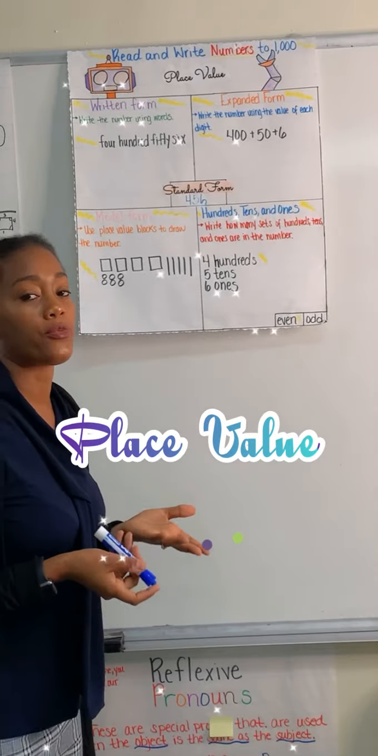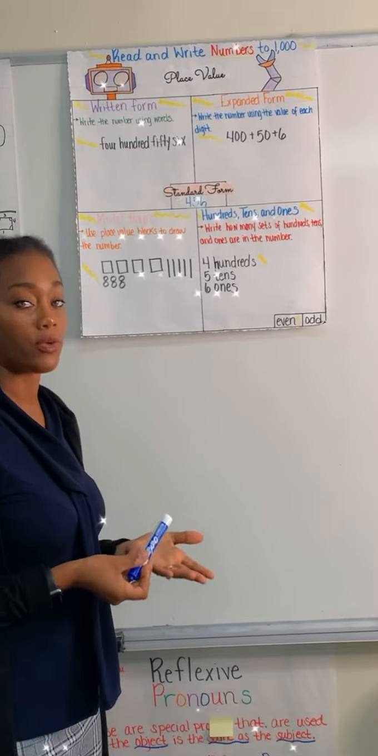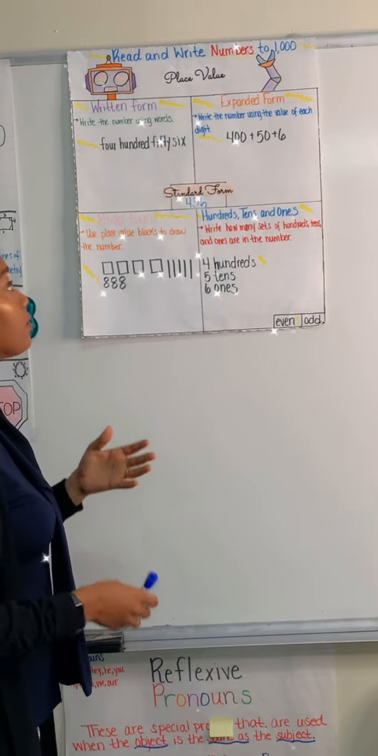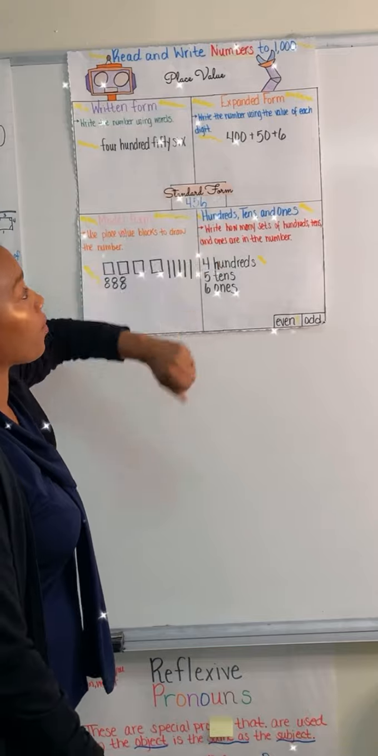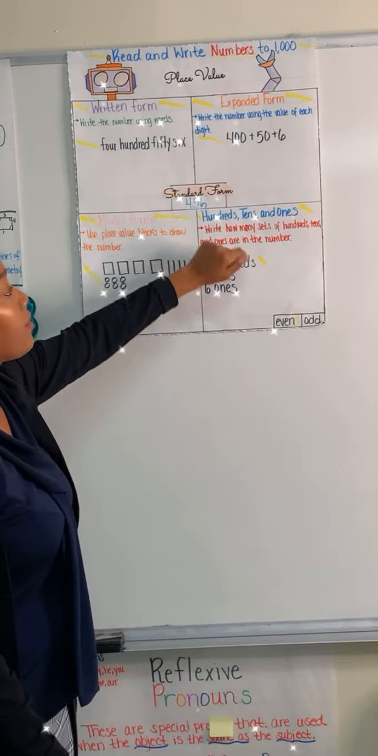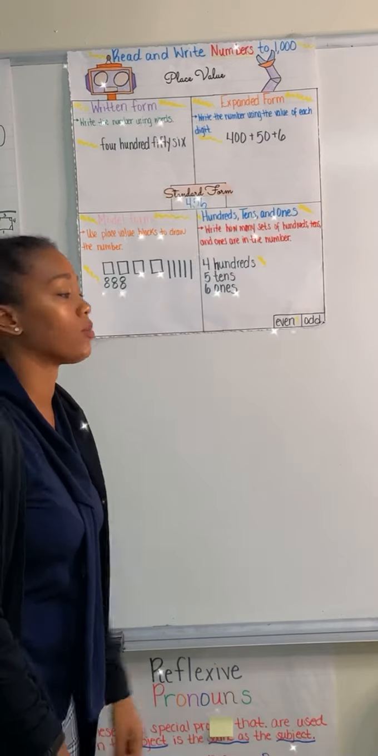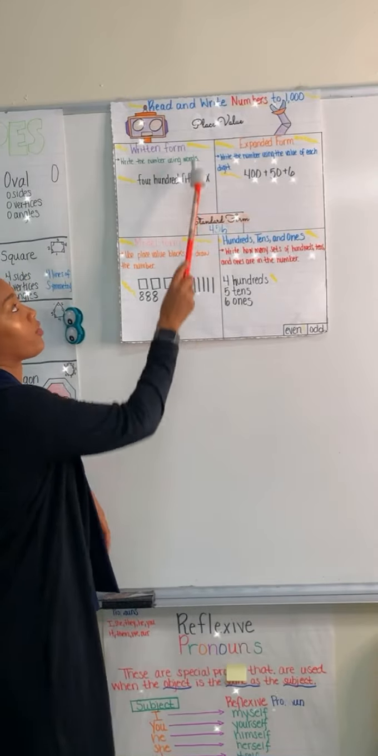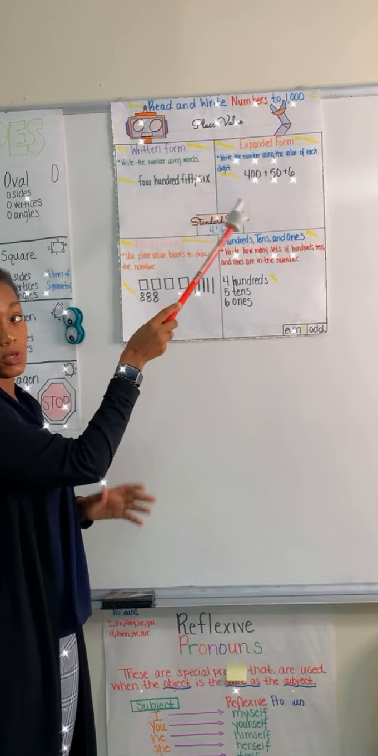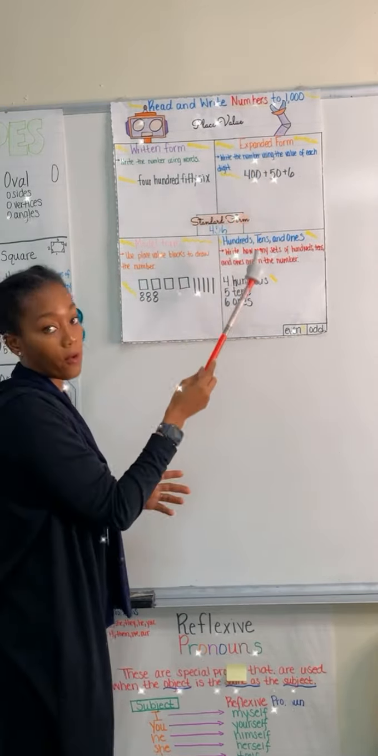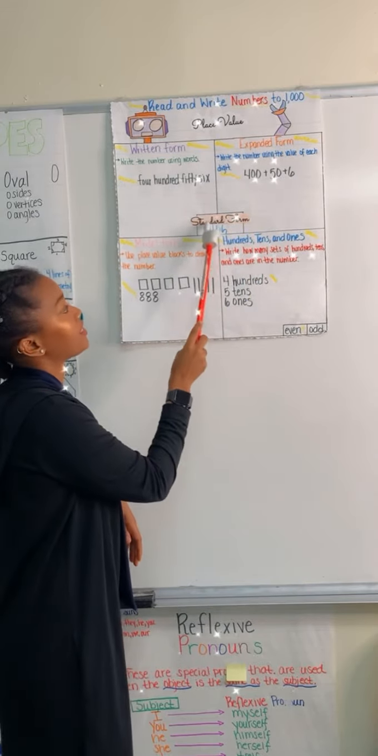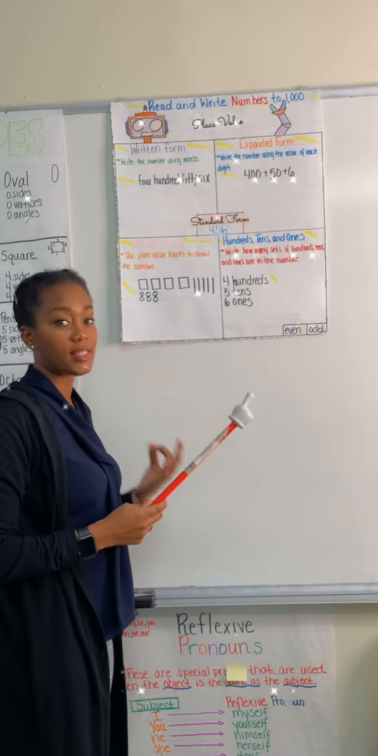In math, you should be able to read and write numbers in many different ways. There are a few ways that we can look at for place value. For instance, we have written form, expanded form, model form, standard form, and using hundreds, tens, and ones. So for place value, the written form is basically writing the number using words. Expanded form is writing the number using the value of each digit. Standard form is basically just the digits.